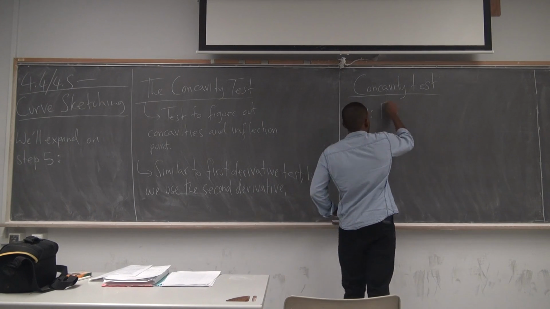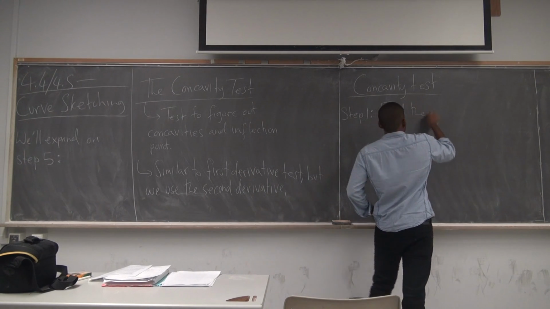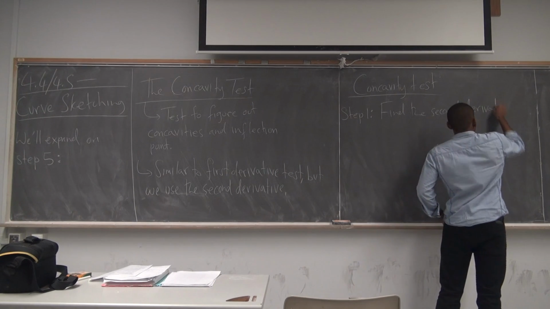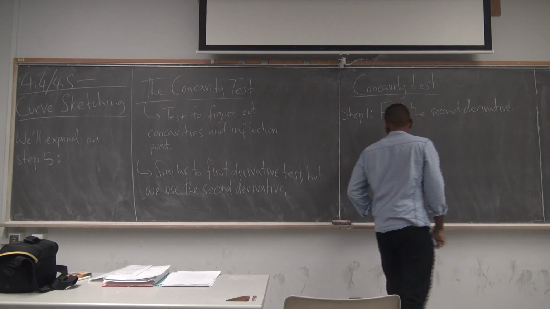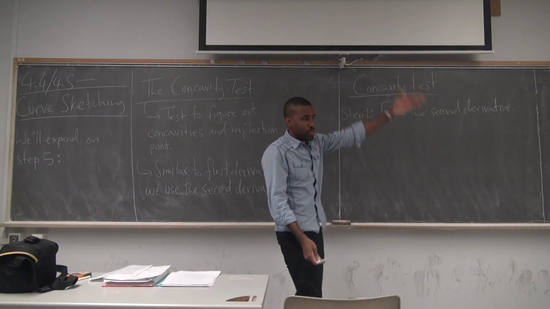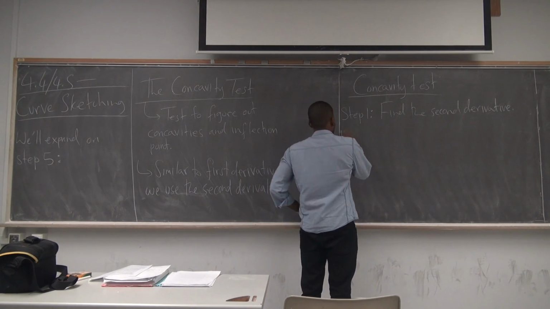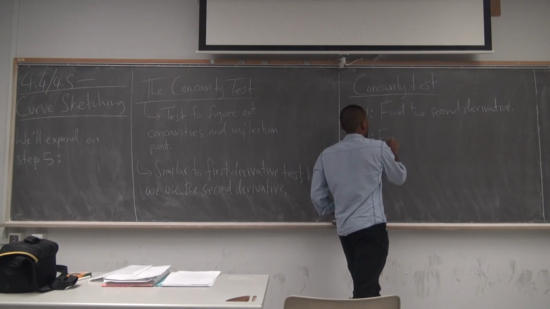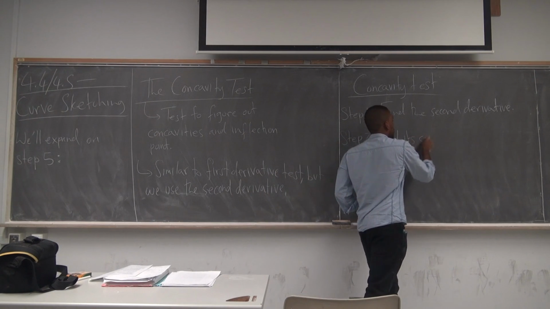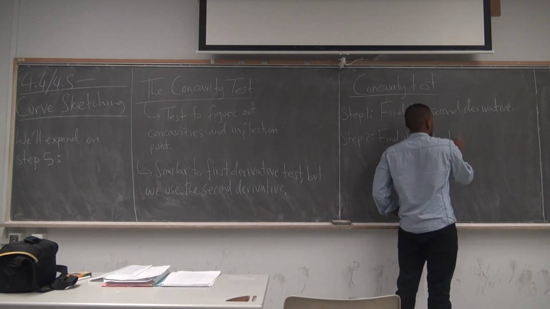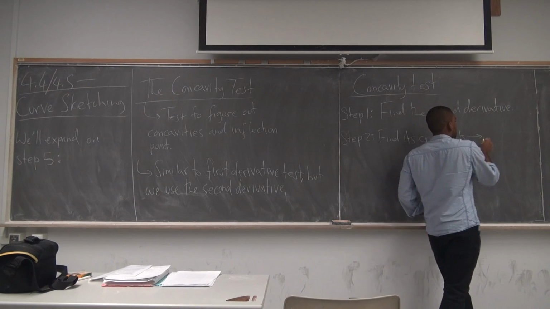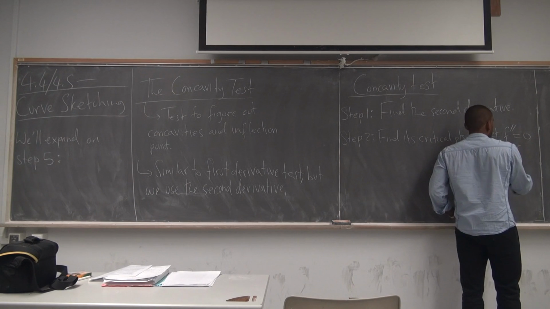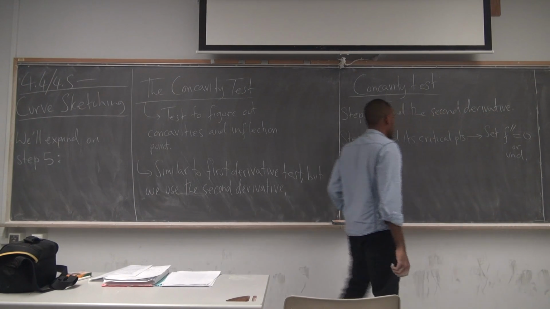Step one, find the second derivative. Of course, in order to find the second derivative, you have to find the first derivative. That's by step two. Find its critical points, i.e., set the second derivative equals 0 or undefined, and find those x values.